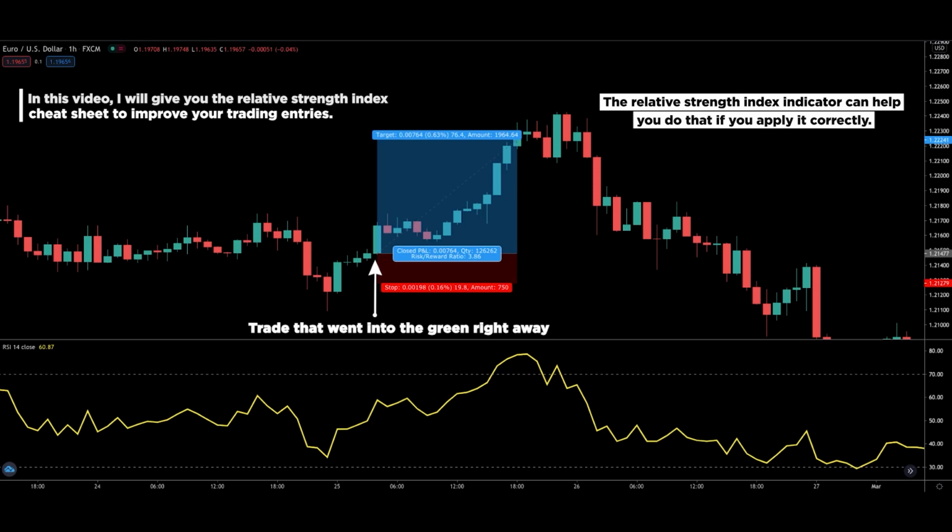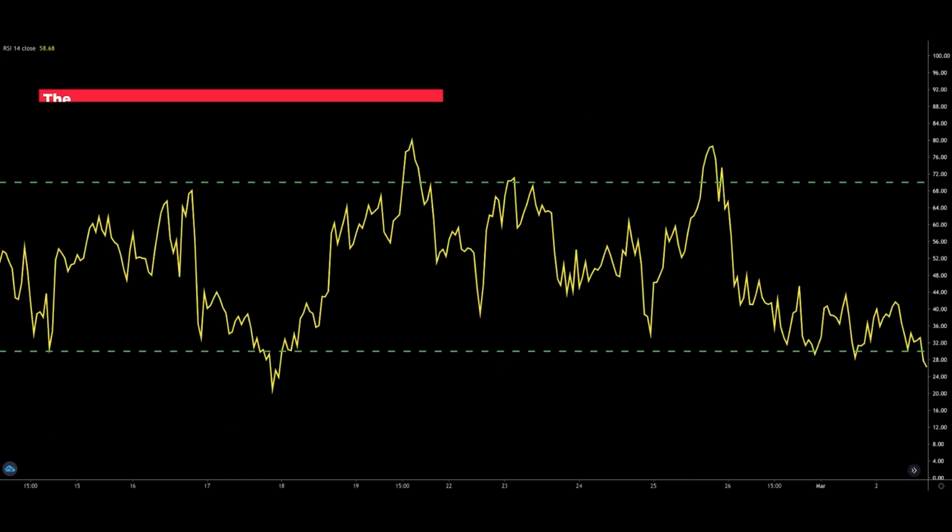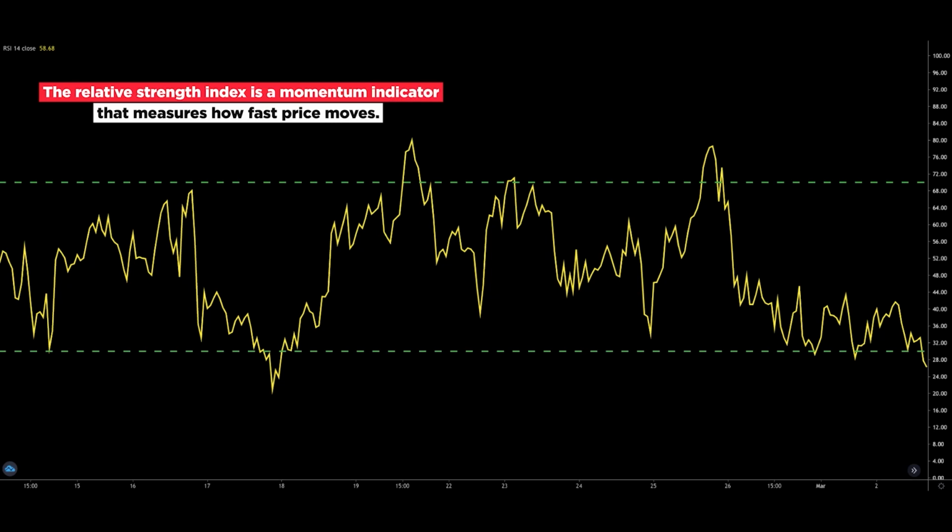Now, in case you have not heard of the Relative Strength Index before and do not know how it works, let me do a brief introduction about what this indicator is. The Relative Strength Index is a momentum indicator that measures how fast price moves. And because it is an index, you will see that the values range from 0 to 100. You can see that two levels are marked right here. The 30 level is used to determine oversold market conditions, while the 70 level is used to determine overbought market conditions.